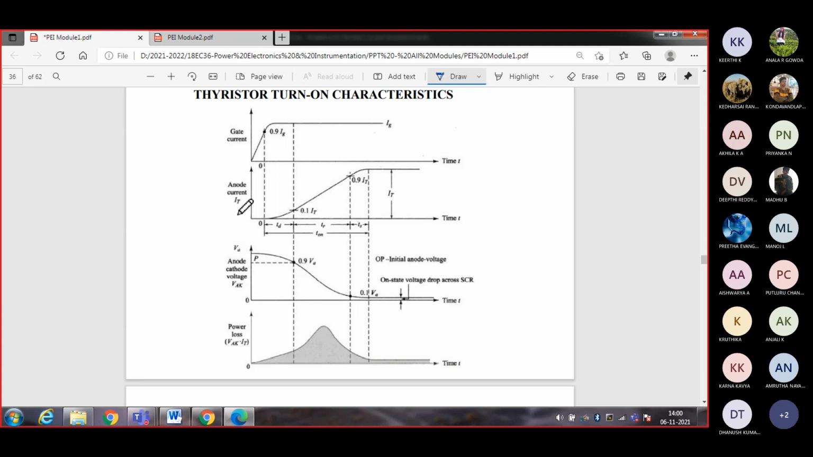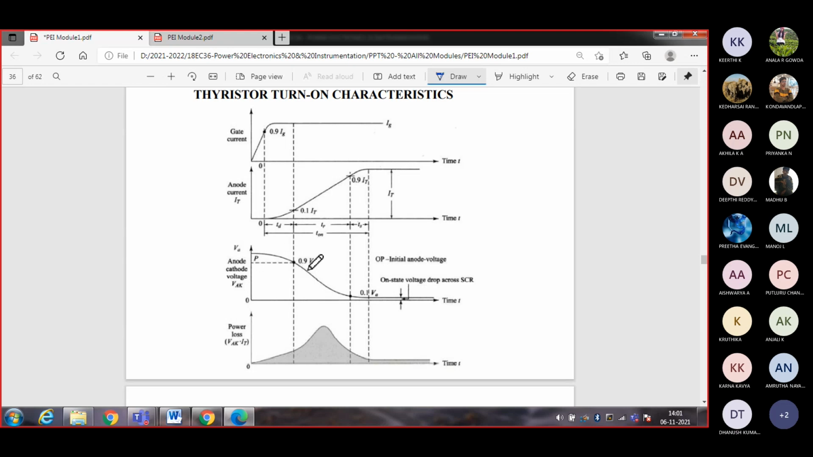Here we are going to have the IT. So power loss will be VAK into IT. Here it is increasing, here it is decreasing. Up to some level it's going to increase, then it is going to decrease. Once the gate current is constant, then only we start measuring. When your anode current is increasing, at that time your anode cathode voltage is decreasing up to some level, from 0.9 voltage to 0.1 voltage, with VA at 90% of that point.